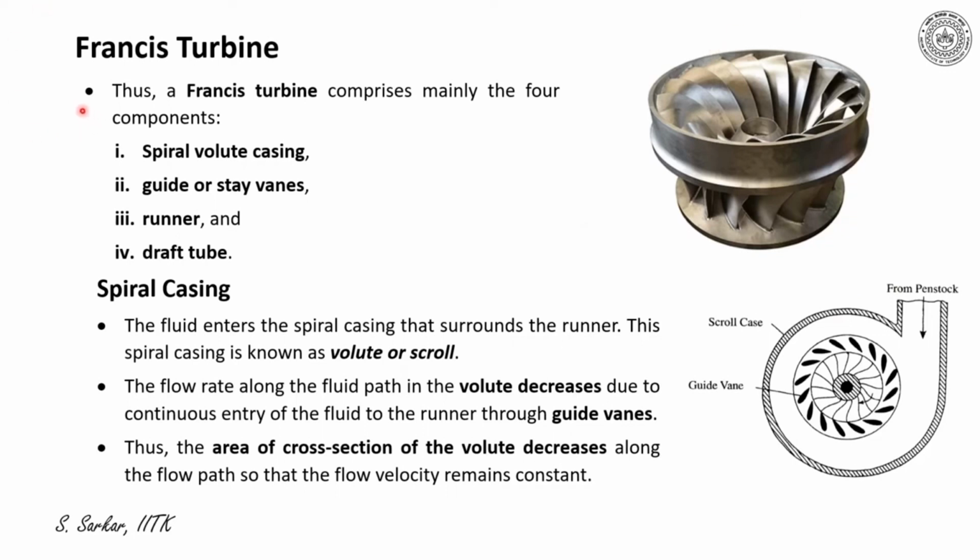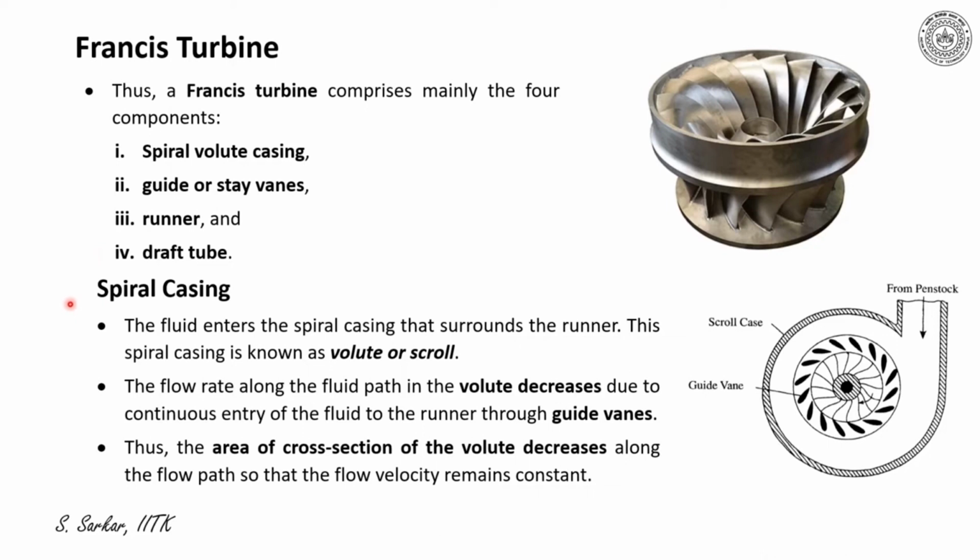Thus, a Francis turbine comprises mainly of four components. One, the spiral volute casing. The second, guide vanes. Third, the runner or the impeller, and the fourth is the draft tube. Let me discuss about the spiral casing.